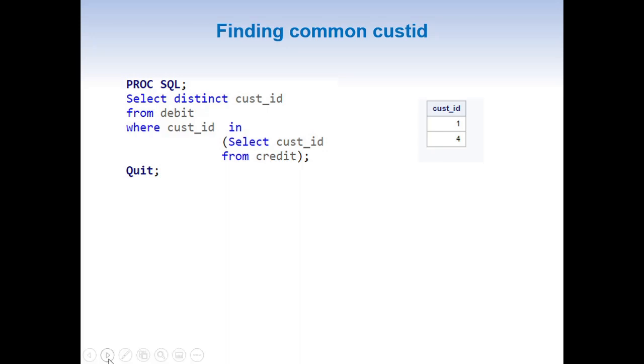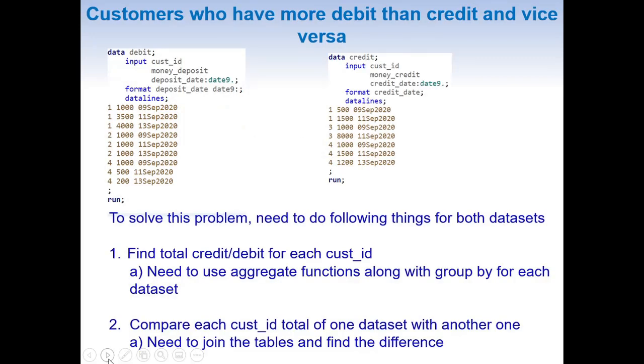Now let us look into the next topic. Our next topic is to find customers who have more debit than credit and vice versa. To understand this problem, let's look into our data once again. We have debit and credit tables. Both of these tables have detailed data. What does detailed data mean? You have individual transactions rather than summarized values.